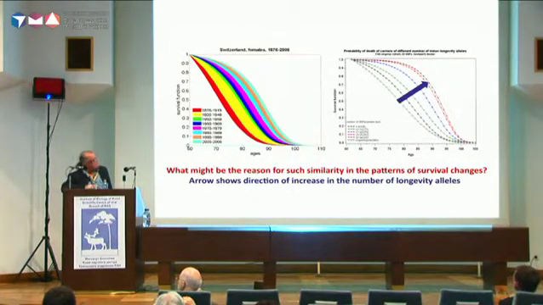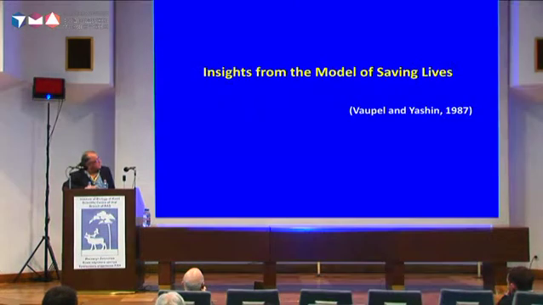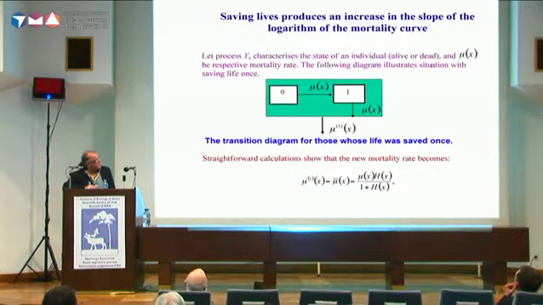This is illustrated by other diagrams, that is survival functions starting from 76 in Switzerland. That is the left one, and the right one, the survival function depending on the number of genes. This is a very interesting interpretation based on the saving lives model.